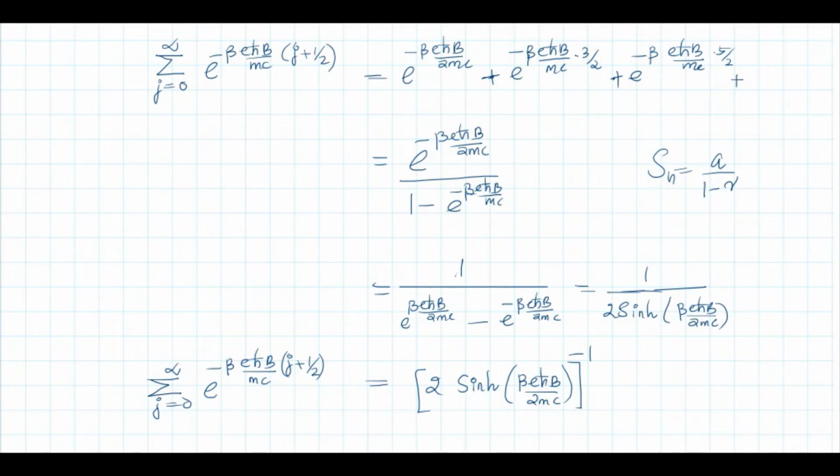Substituting that value, you will get like this. And take this quantity to the denominator. Then 1 divided by this quantity becomes e raised to plus beta eh cut b by 2mc. This quantity divided by this numerator will give you e raised to minus beta eh cut b by 2mc. Now the denominator is actually 2 sinh beta eh cut b by 2mc. So the final result is 2 sinh beta eh cut b by 2mc whole raised to minus 1.